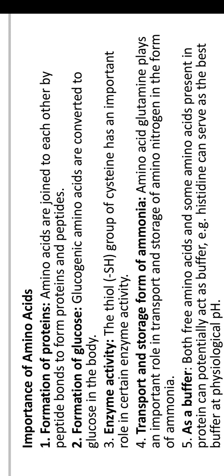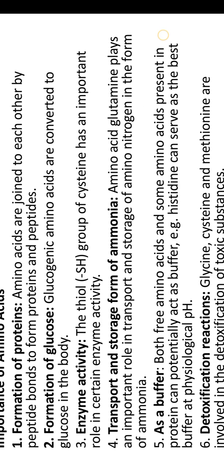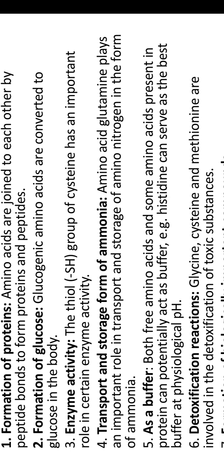The next, transport and storage form of ammonia. The amino acid glutamine plays an important role in transport and storage of amino nitrogen in the form of ammonia. So transamination and deamination give the ammonia in our blood. Then, as a buffer, the amino acids present in proteins can potentially act as buffers. Histidine is the major example.